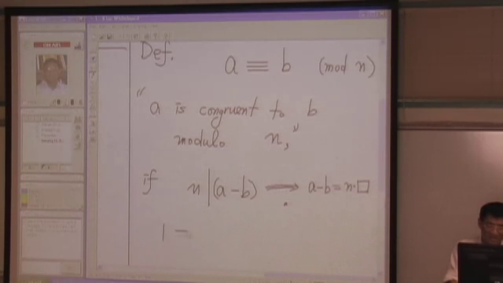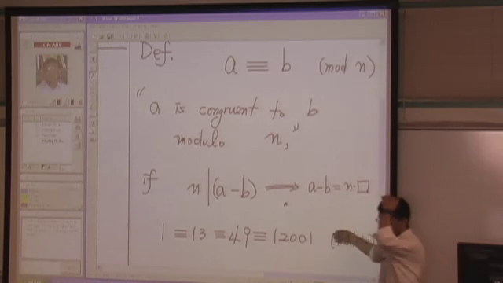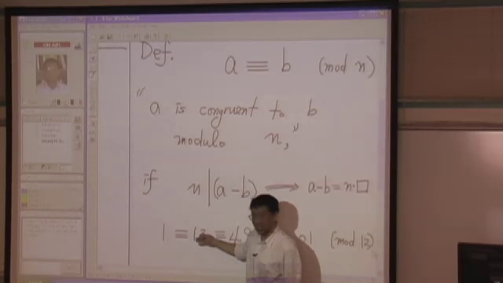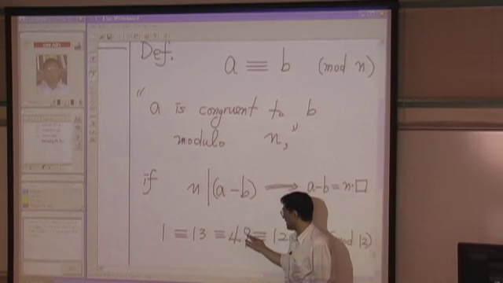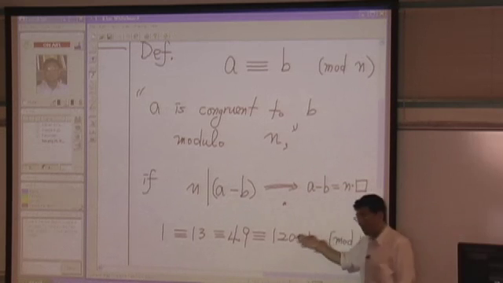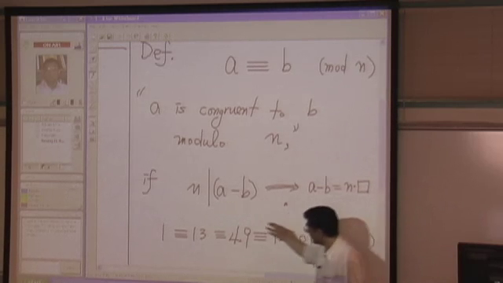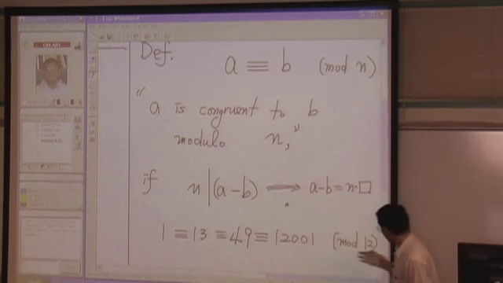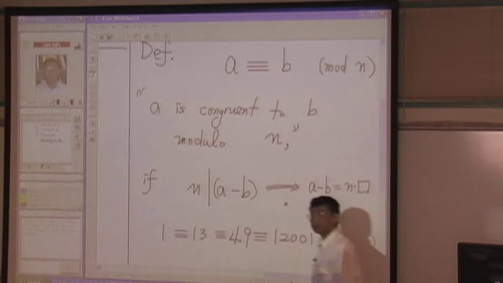So in this sense, I can write it this way. 1 o'clock is congruent to 13 o'clock, and this is congruent to 49 o'clock, and it's congruent to 1 o'clock modulo 12. Do you follow me? Why? Because if we subtract 1 minus 13, then negative 12, right? Negative 12 is divisible by 12. Or 49 minus 13, that is 36. 36 is divisible by 12. Or 12,001 o'clock minus 1, then 12,000, right? 12,000 is divisible by 12. So all these are congruent. Any questions?